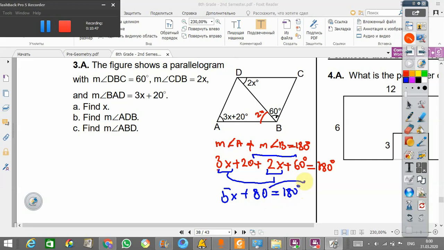If we take the 80 to the right side, it changes to minus. So 5x is equal to 180 minus 80 degrees. Then 5x is equal to what? 100. Here x is equal to 20 degrees.